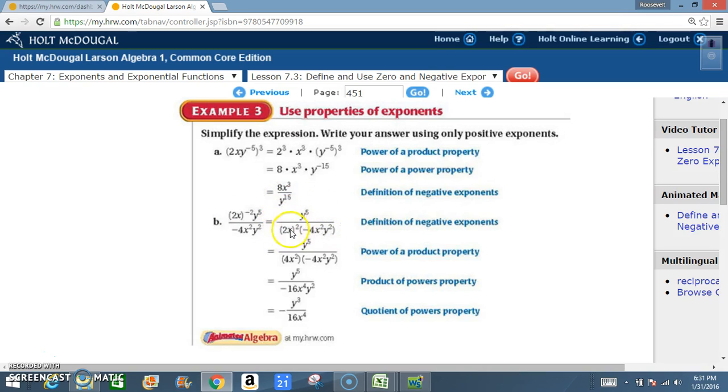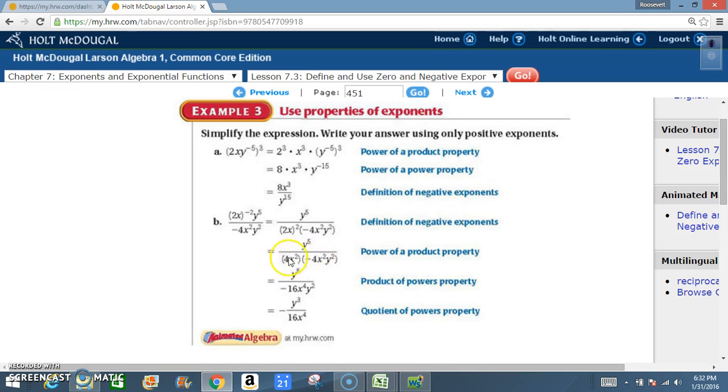So now I go down to the bottom, and I do everything I can down here at the bottom. Okay, first I evaluate this expression. 2 times x to the 2nd, all raised to the 2nd. 2 raised to the 2nd, that's 4. X to the 1 raised to the 2nd, that's going to be x to the 2nd. 1 times 2 is 2. Over here, I'm just going to write down what I have. Negative 4, x to the 2nd, y to the 2nd.